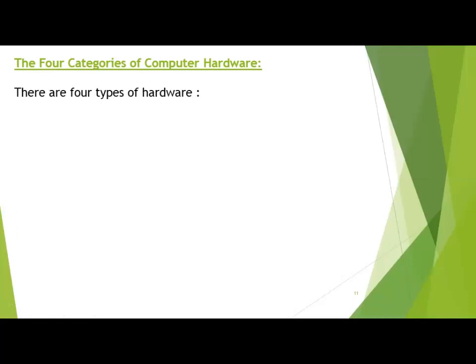Today we are going to discuss different types of hardware. Before that we have discussed hardware, and there are two types of hardware, internal and external. Now there are four categories of hardware. Which are these? Let's see in the next few slides. There are four types of hardware.